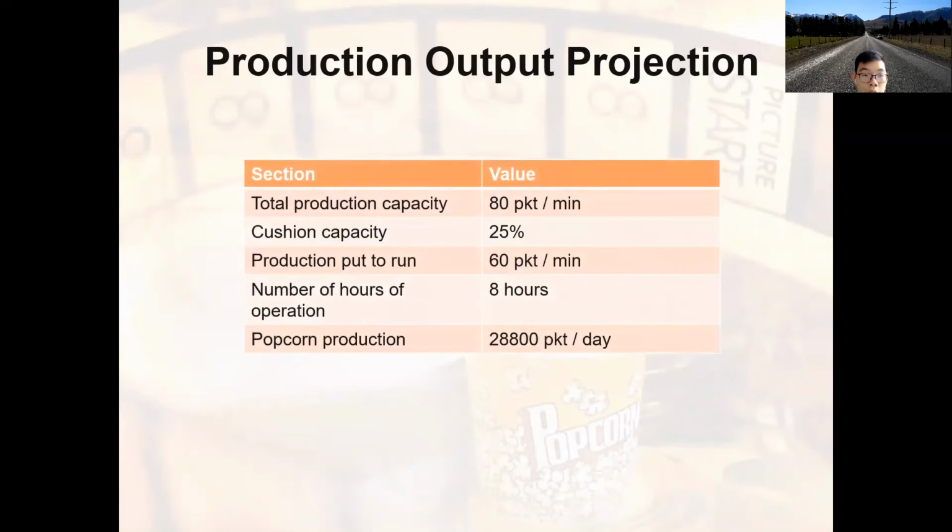The total production capacity will be fixed at 80 packets per minute with a cushion capacity of 25%. So the production that is going to run is 60 packets per minute, and the number of hours of operation for the machine is 8 hours. Therefore, in 1 day, the popcorn production rate can be up to 28,800 packets.